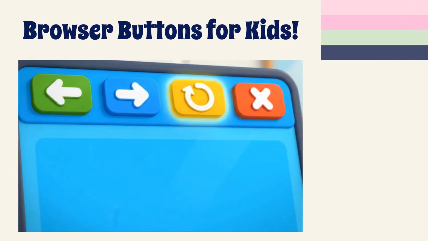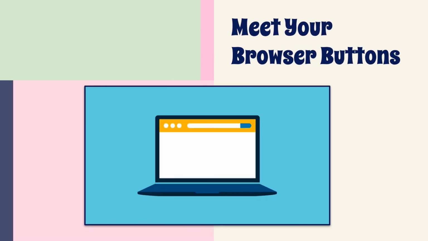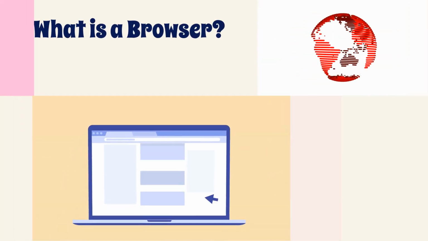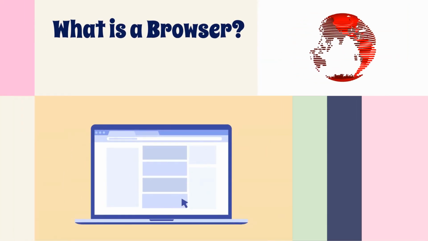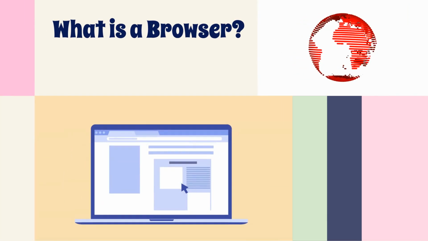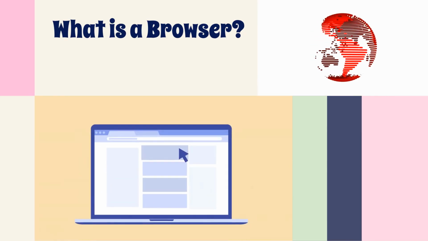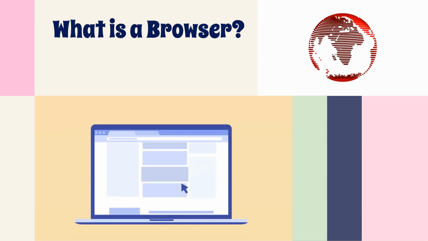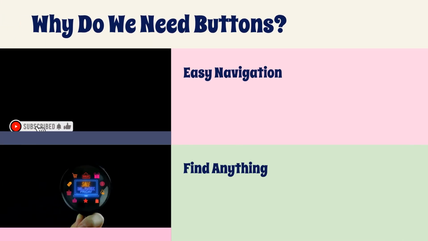Today, we're going on an exciting adventure to learn all about the special buttons you see when you use the internet. Have you ever used a computer or tablet to play games, watch videos, or learn new things online? When you do, you're using something called an internet browser. Think of a browser like a special door that helps you visit all the different websites on the internet. And just like a car has a steering wheel and pedals, your internet browser has some very important buttons. These buttons help you move around, find what you're looking for, and have more fun online.